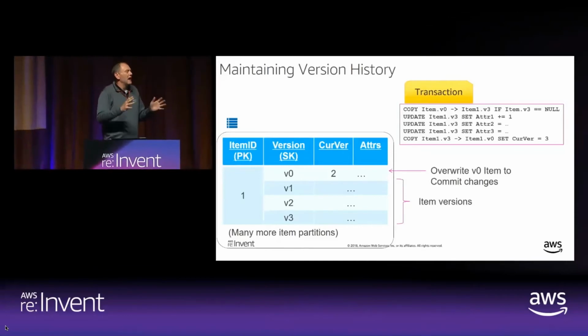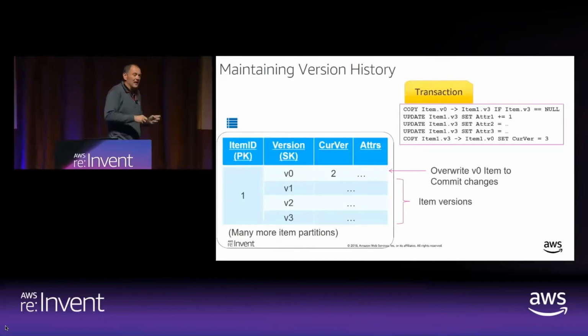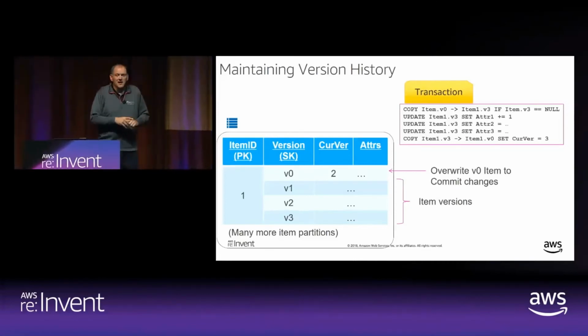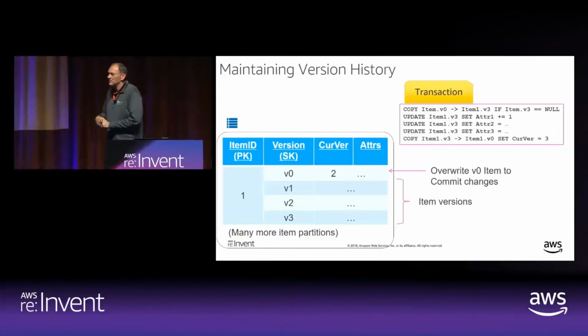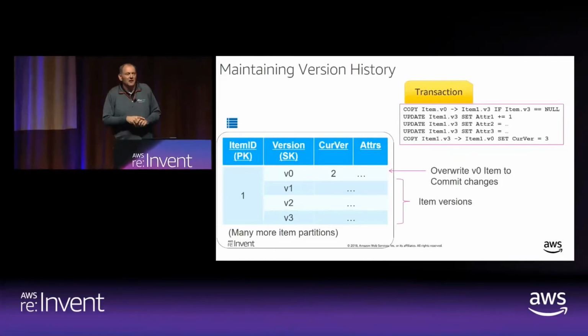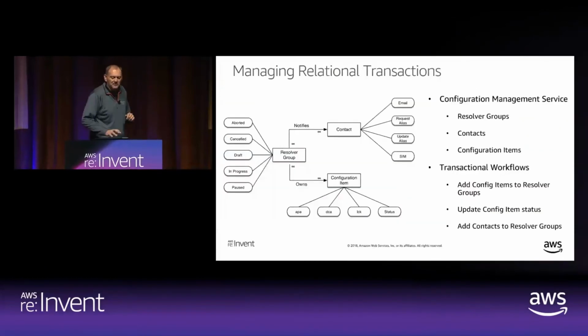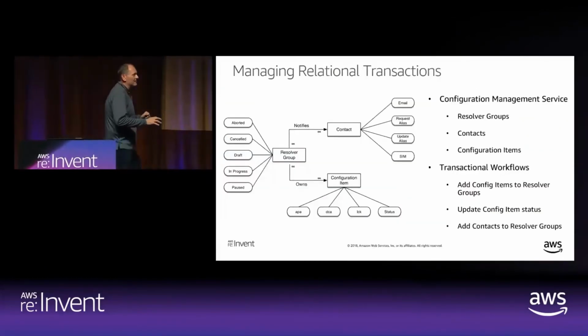I get the same type of visibility I'm used to with ACID transactions, read committed, read uncommitted. I can read committed, starts with V0, or read uncommitted: scan forward index false, limit 1, gives me the item that might be being worked on, and so forth. So it's a neat way to maintain version history and have some sort of transactional workflow against a single item.